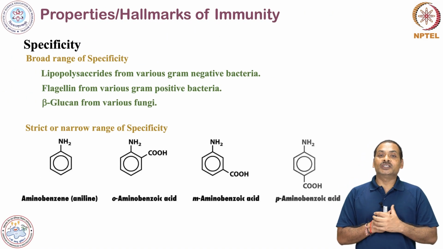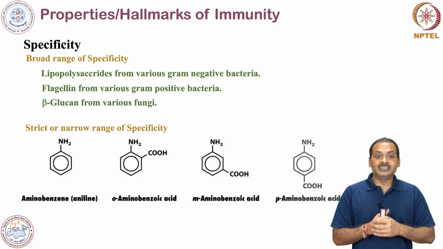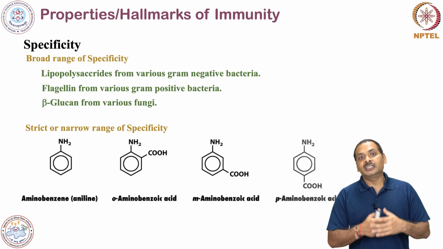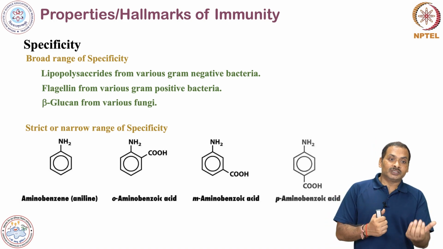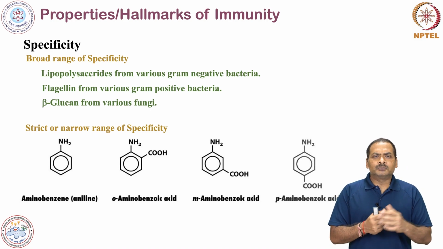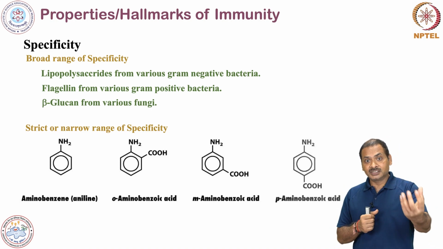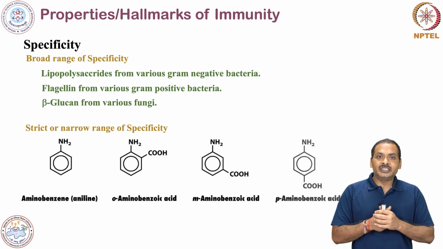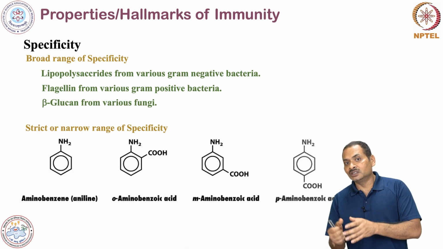Here you can see a very nice example. Here you can see there is aminobenzene, and ortho-aminobenzoic acid, meta-aminobenzoic acid, and para-aminobenzoic acid. If you generate antibodies against these molecules, of course you need to attach some heavy molecule in order to get antibodies against these entities. Okay. Once you generate the antibody, then these antibodies cannot cross react with another molecule.